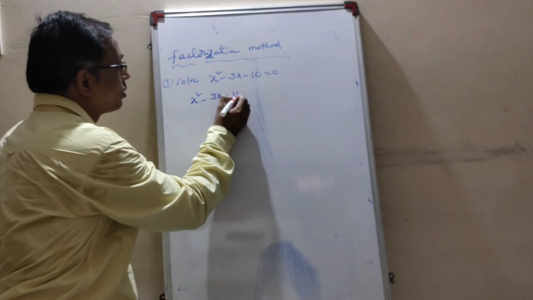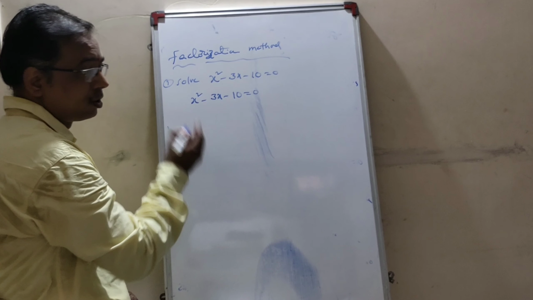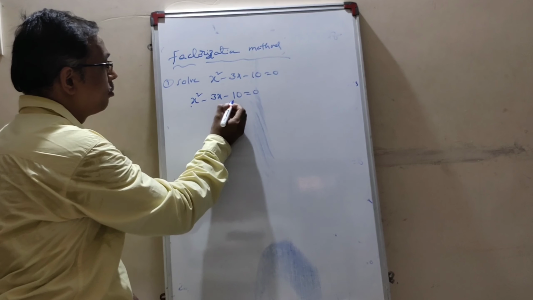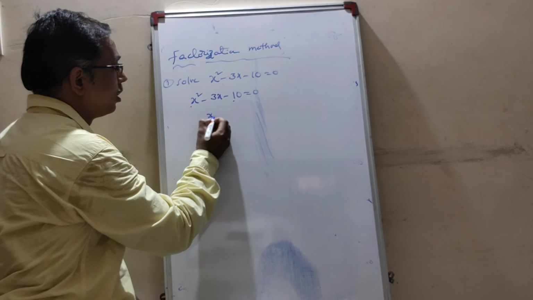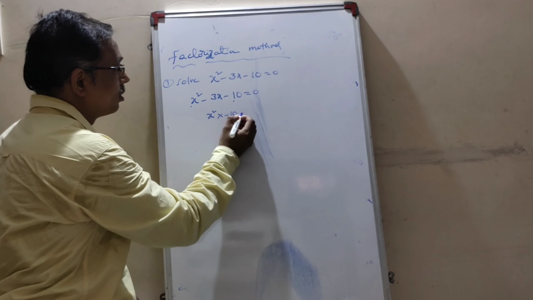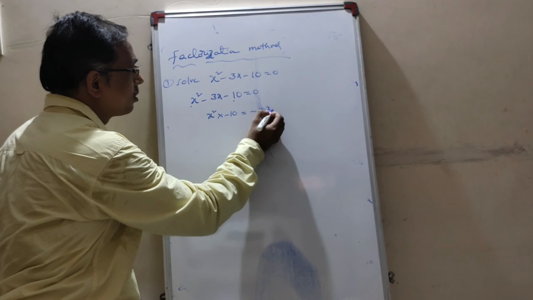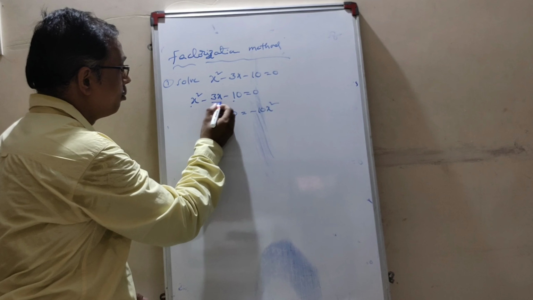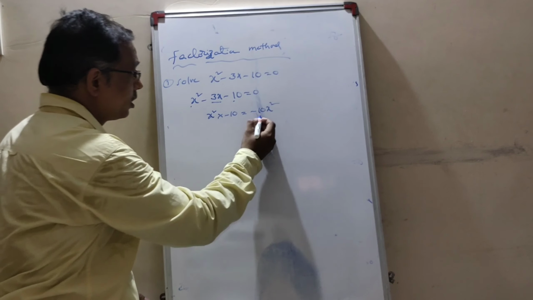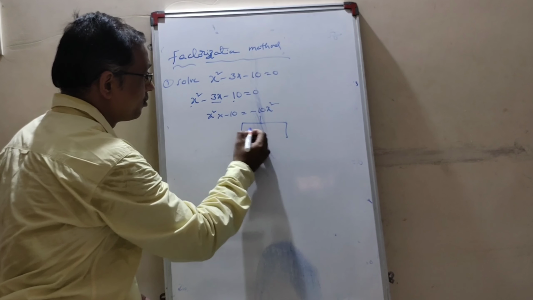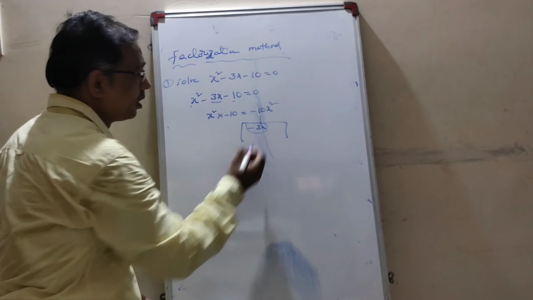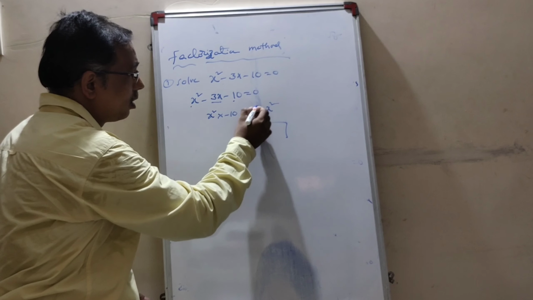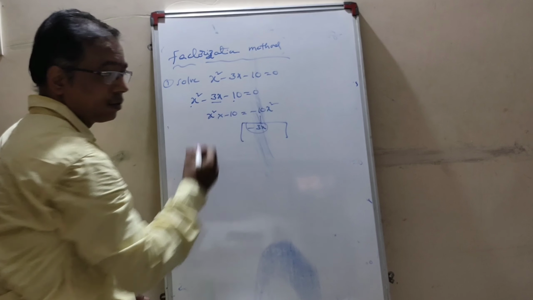So first we listen to this. x square minus 3x minus 10 equal to 0. First step, multiply the first and last term. x square into minus 10, that is minus 10x square. And then we have the middle term minus 3x. That minus 3x would be split by using the factors of this minus 10x square.